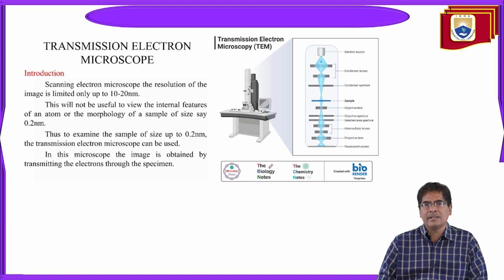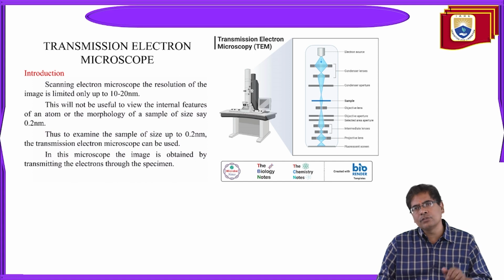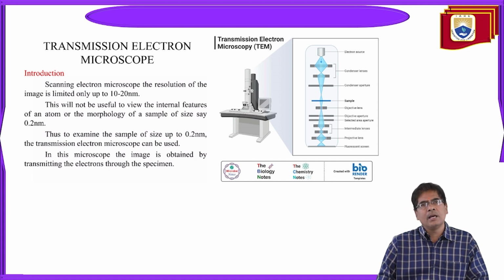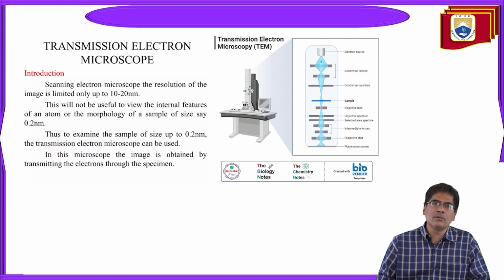That means transmission of the electron beam into the sample, right? So SEM is used to determine the surface morphology, whereas TEM is used to determine the internal structure. So it is used to view the internal features of an atom or the morphology of a sample of size around 0.2 nanometer. Thus, to examine a sample of size 0.2 nanometer, the transmission electron microscopy can be used.